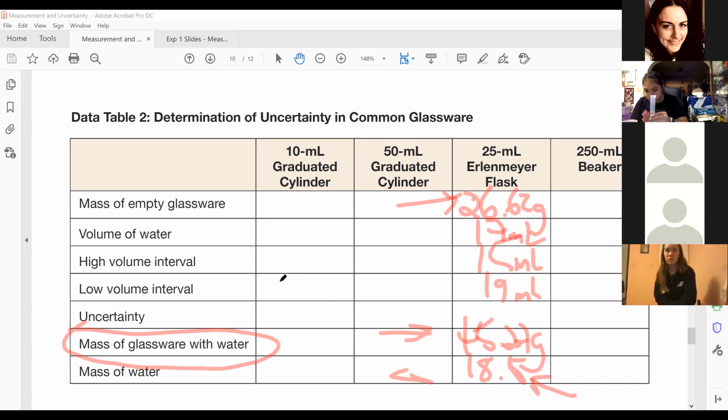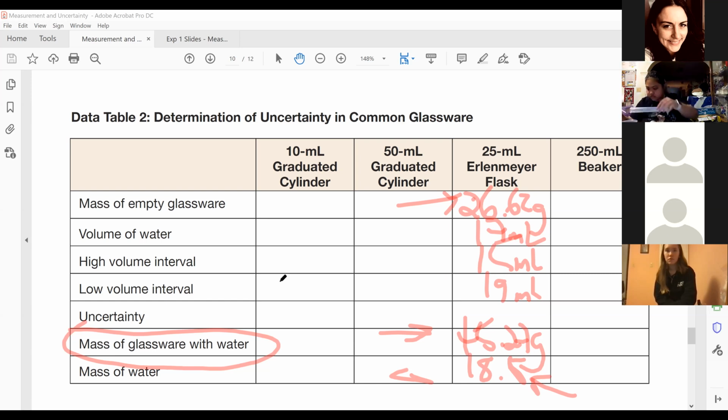That interval is going to get bigger depending on what you use. For instance, here with the beaker, every tick is 10 mils. It starts at 50 and then it's every 10 mils till you get to 100. So that's going to be a huge difference.